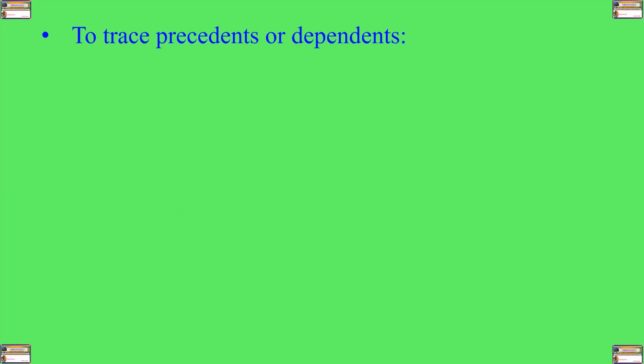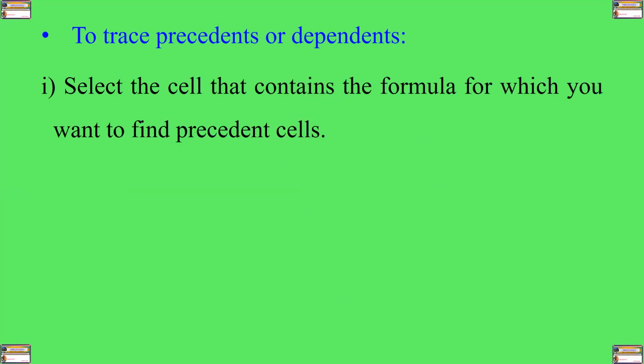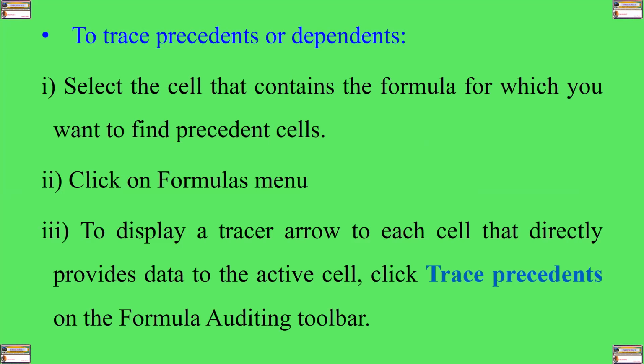To trace precedents or dependents, number one, you select the cell that contains the formula for which you want to find precedent cells. Number two, you click on the Formulas menu. And number three, in order to display a tracer arrow to each cell that directly provides data to the active cell, you click on Trace Precedents on the Formula Auditing toolbar.